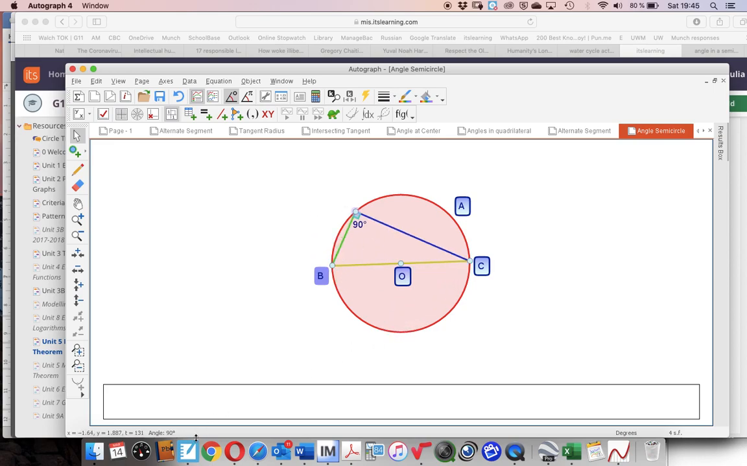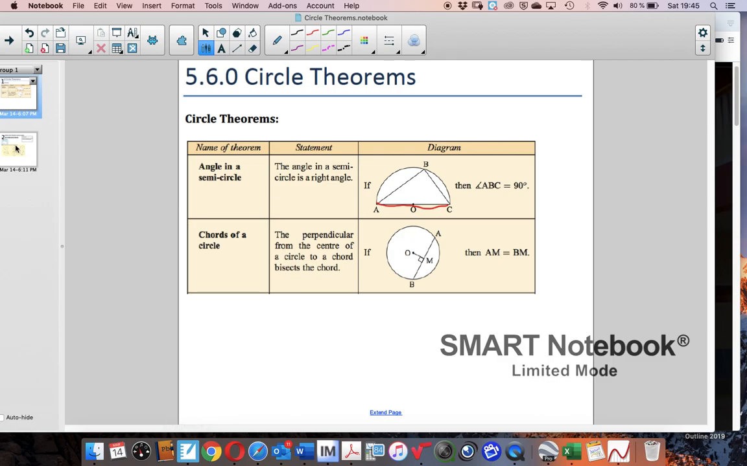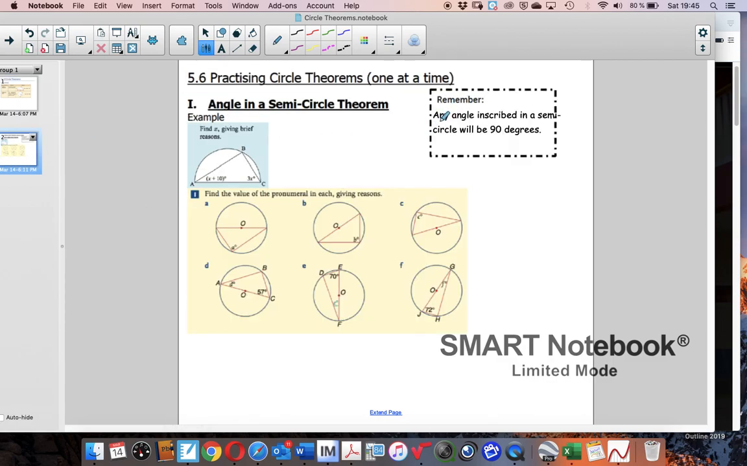So the triangle that's formed by an angle on the arc and the diameter will always have a 90 degree angle. If you go to the next page of your packet, then here in the remember box, you can just write in: any angle that's inscribed in a semicircle will always be 90 degrees. So that means that we can now answer a number of these questions.